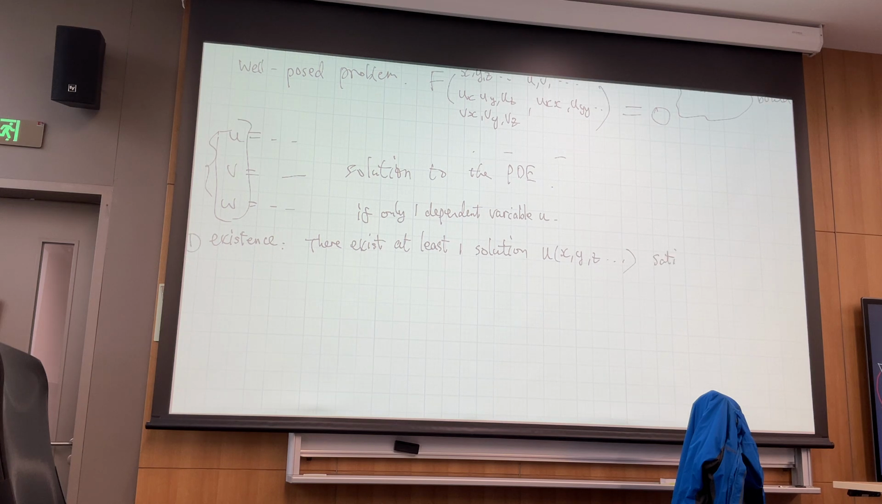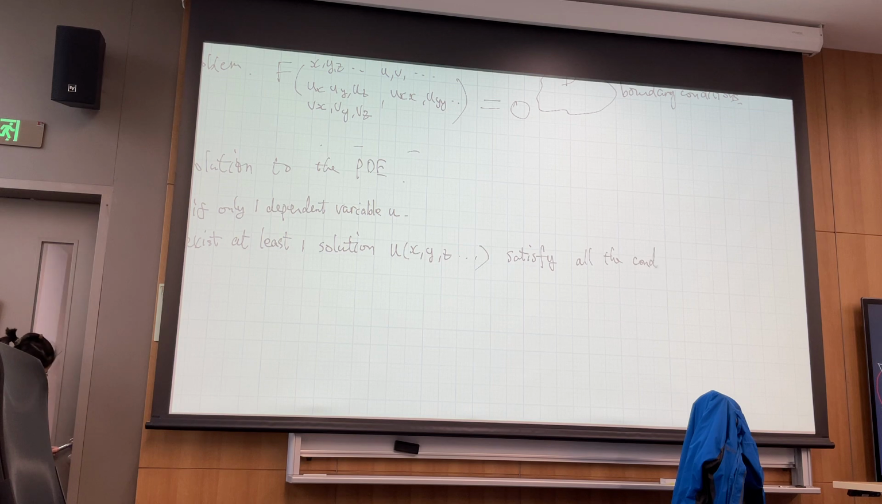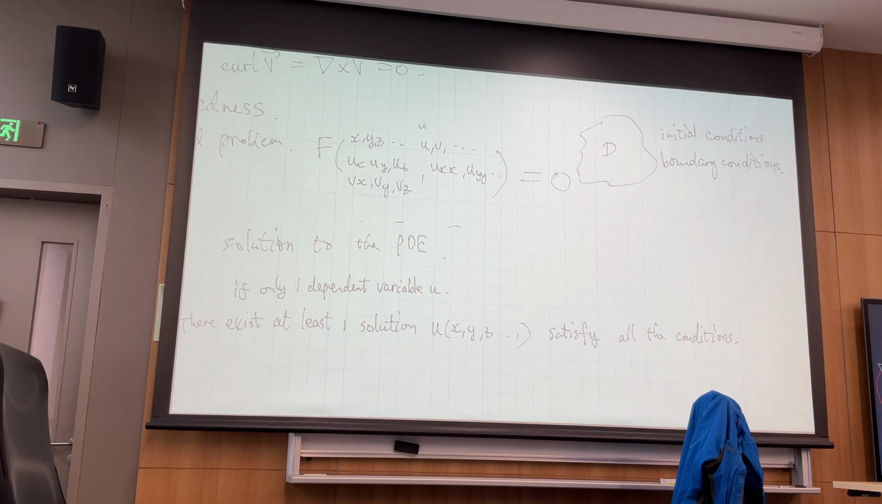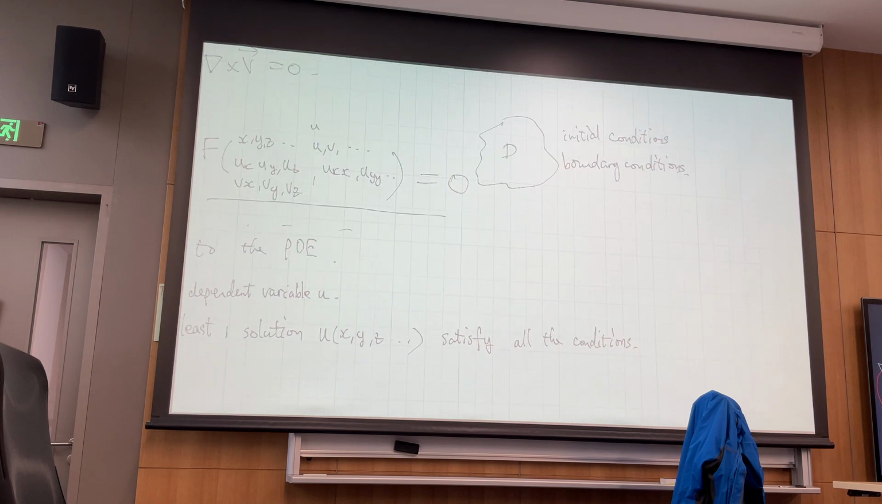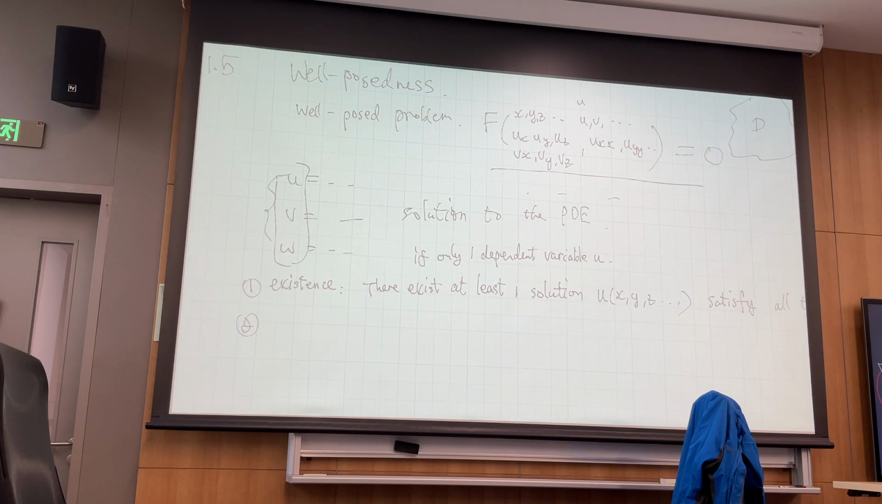satisfies all the conditions. Okay, so that's to say, it's not only satisfy this equation, but they also satisfy all the given initial conditions or the boundary conditions. Okay, this is property 1. Property number 2, uniqueness.